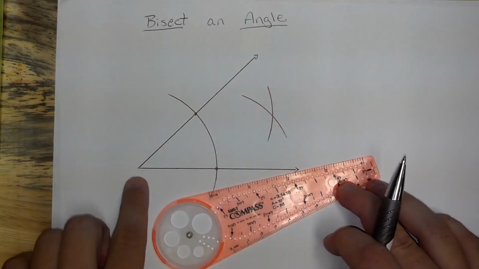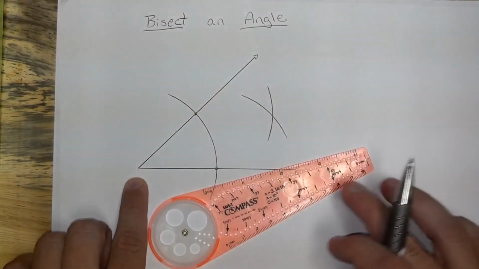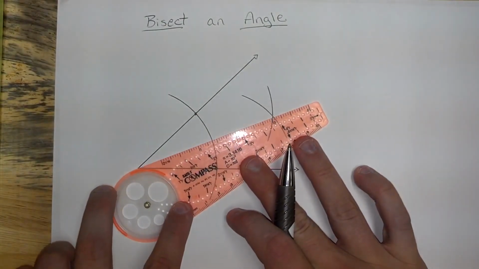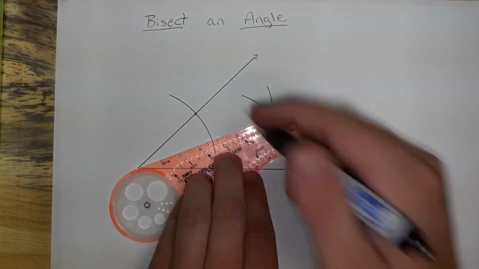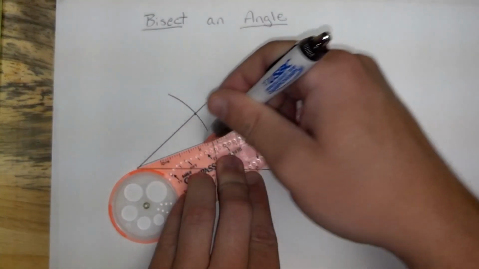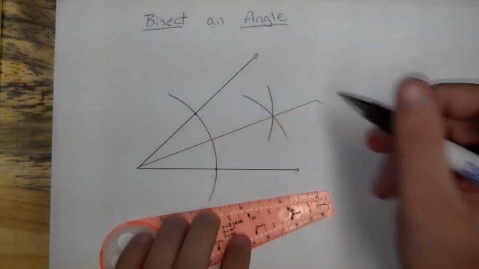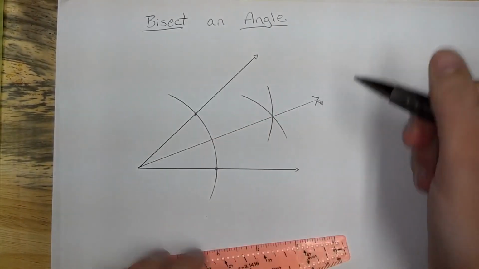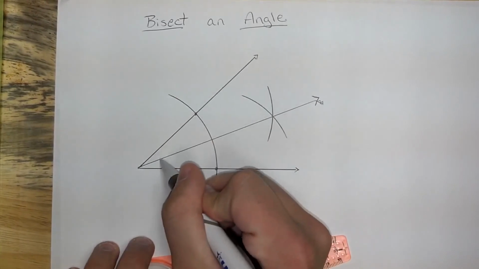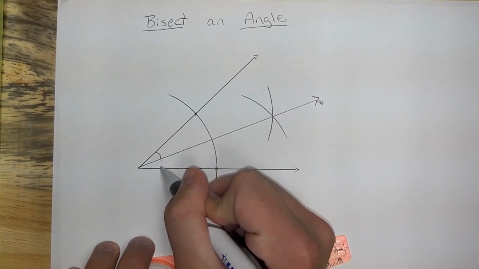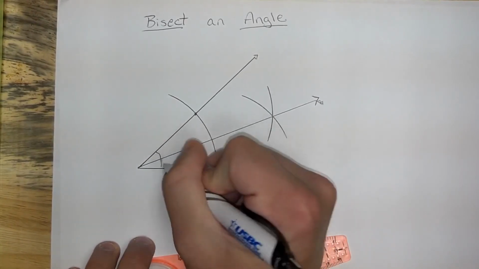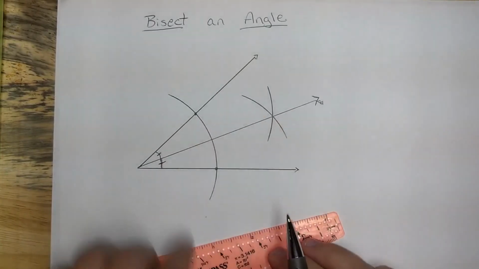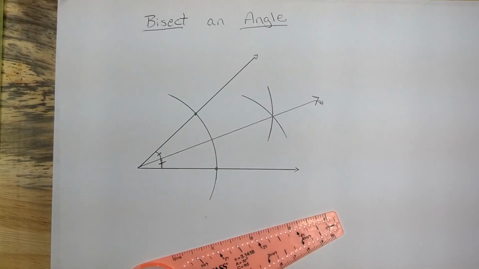Now, if you connect the vertex and that point where your 2 arcs crossed, that is going to perfectly bisect this angle. Let's see if it worked out. Alright, there we go. Don't worry about the little squiggle. Alright, now this top angle and bottom angle are perfectly congruent. Same size, which means we can use these cool little congruent marks. And that's how you bisect an angle.